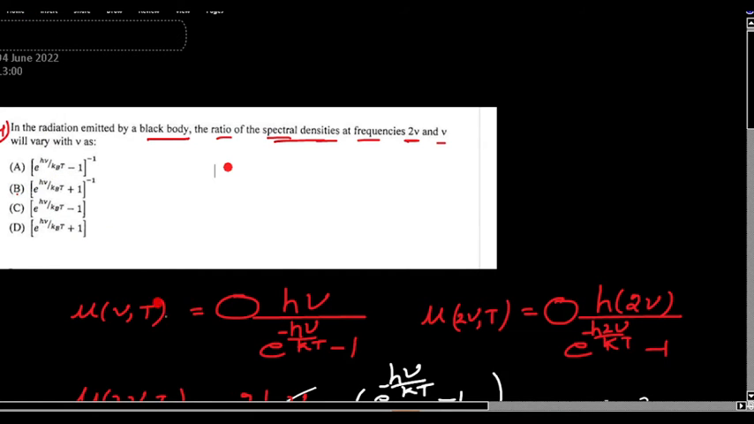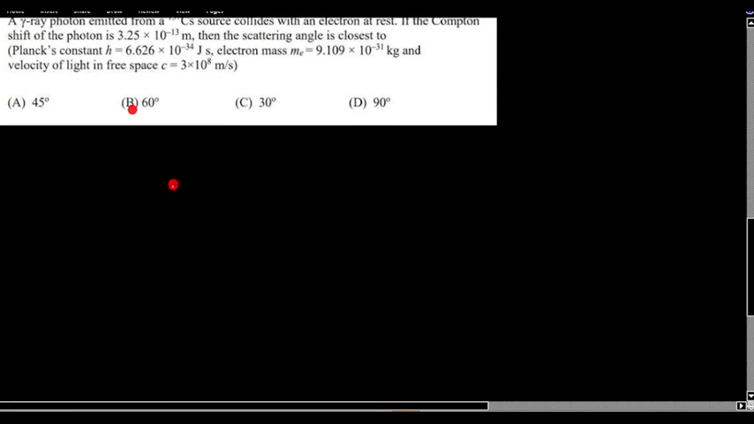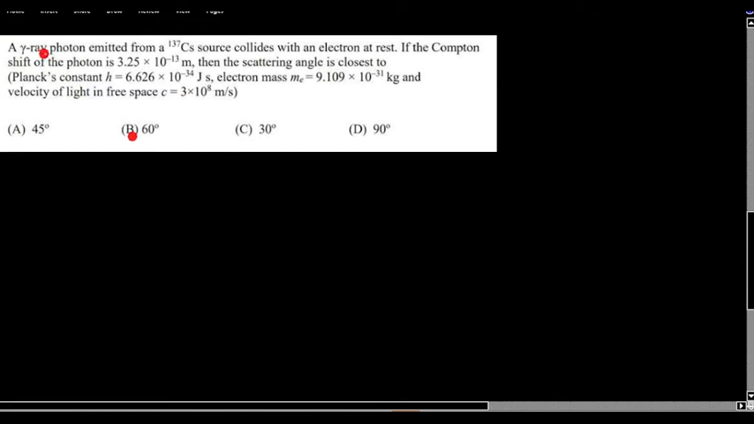And the other, next question, let me take the next question. The next question is about a gamma photon emitted from cesium, and they are providing the mass number also. The source collided with an electron at rest. If the Compton shift of the photon is given to you, then the scattered angle is close to... Simply, for the Compton shift, the Compton wavelength shift, how much is the wavelength shift?